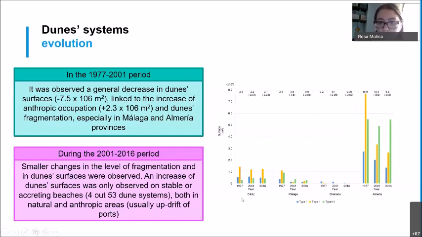In this graph, you can see the results obtained of the surface of the dune systems, differentiating the three types of dunes.